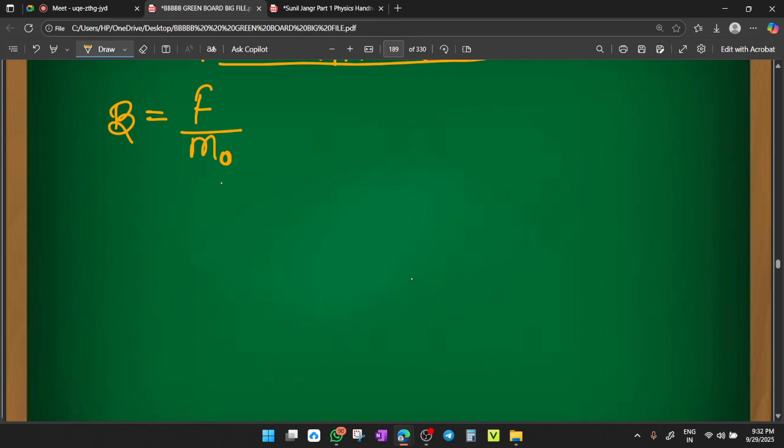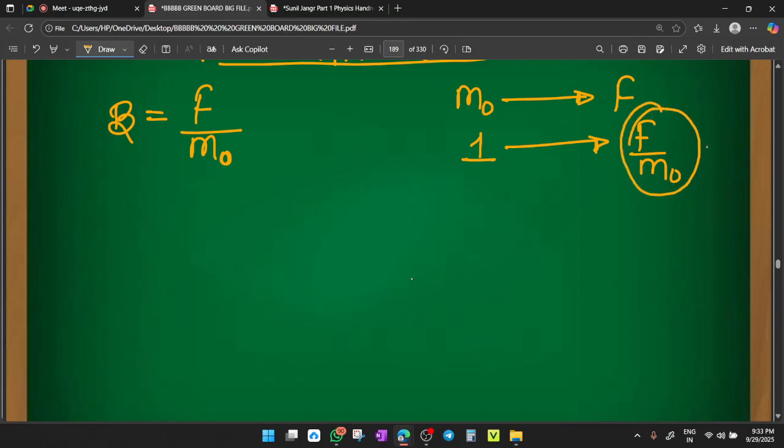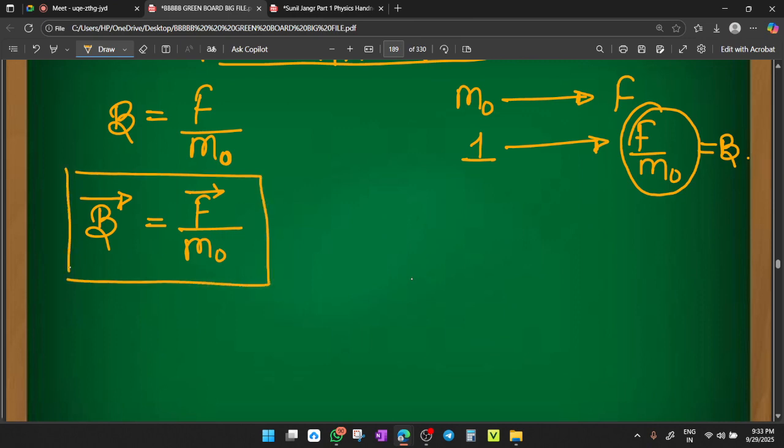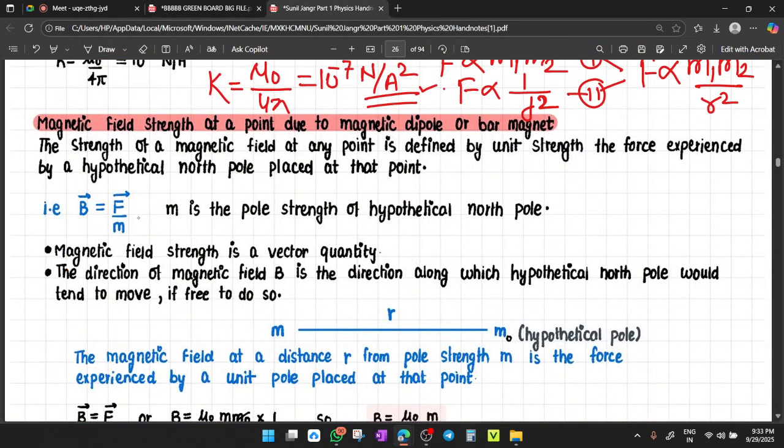Force applied by unit North Pole. If m naught pole, that is a test pole, is realizing a force F, then a unit pole will realize a force F by m naught, and this amount of force realized by a unit North Pole is called magnetic field strength at that point. So B equals F by m naught. In vector form, B vector is given by F vector by m naught. Clear? Yes. So B equals F by m.